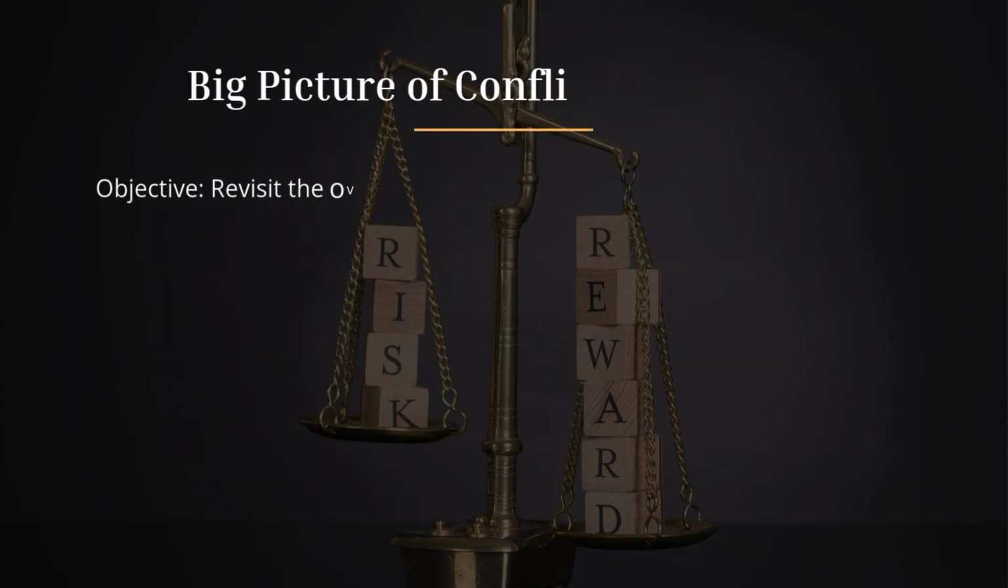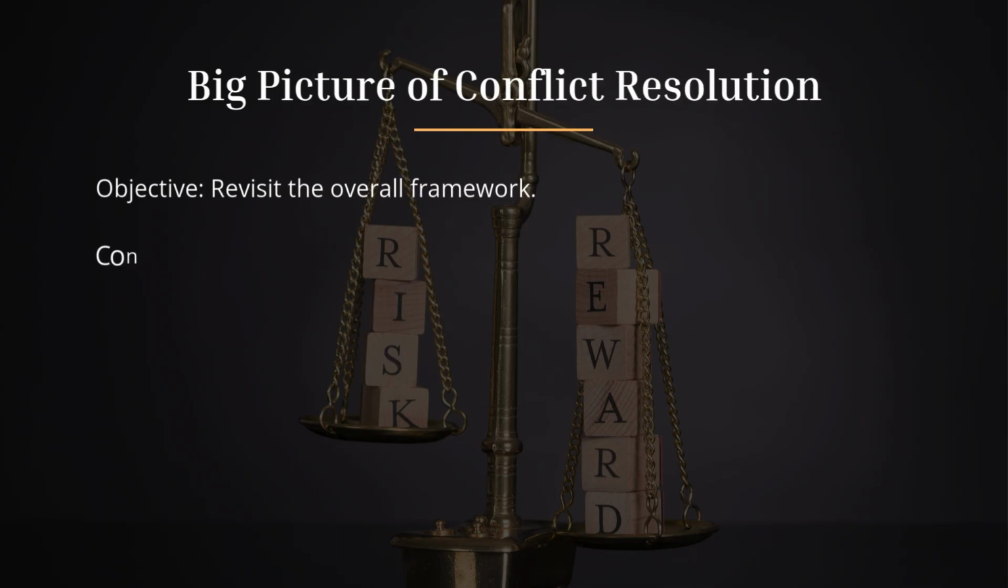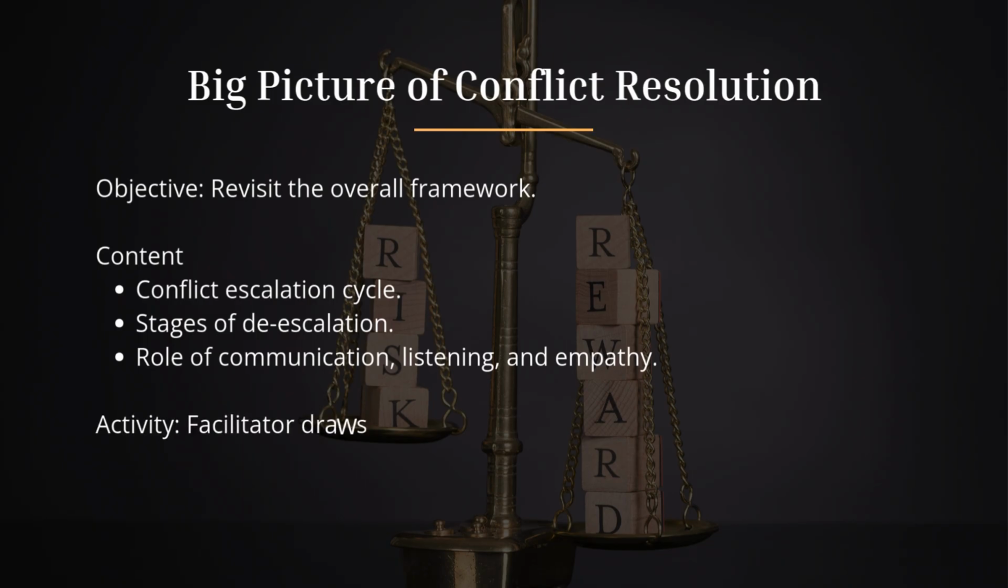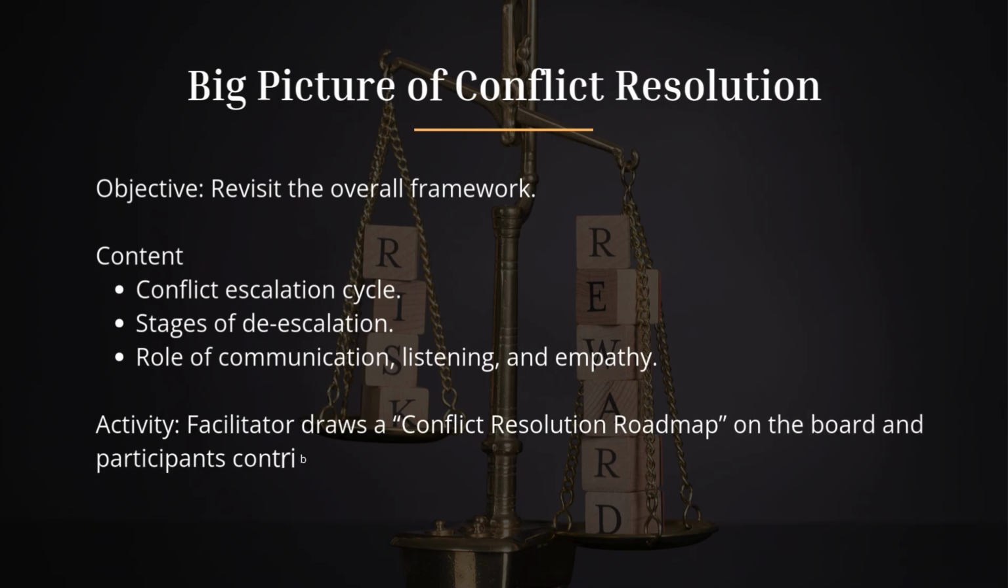Big picture of conflict resolution. Objective: revisit the overall framework. Content: conflict escalation cycle, stages of de-escalation, and the role of communication, listening, and empathy. Activity: the facilitator draws a conflict resolution roadmap on the board and participants contribute examples for each stage.